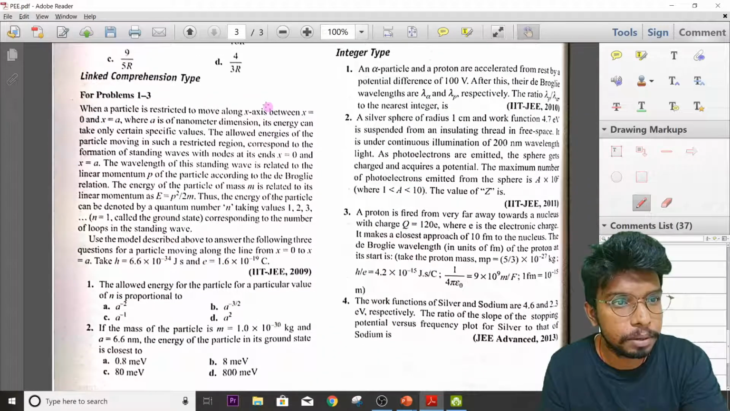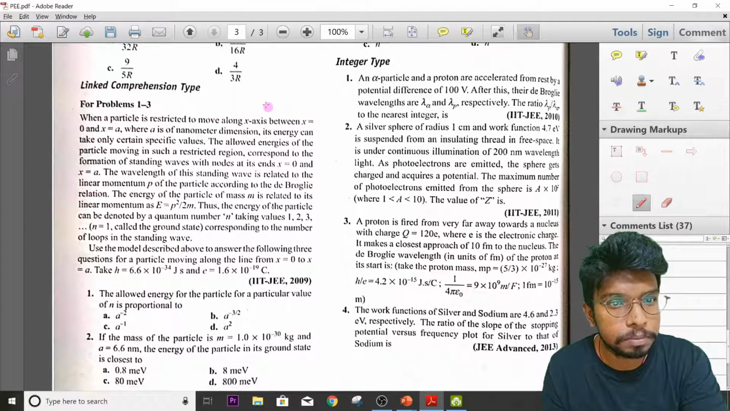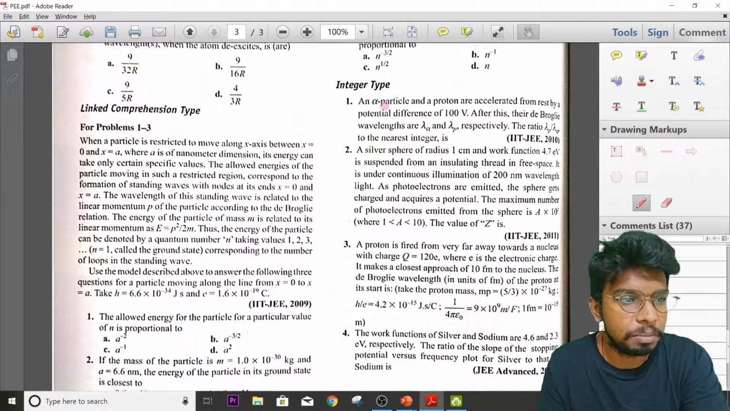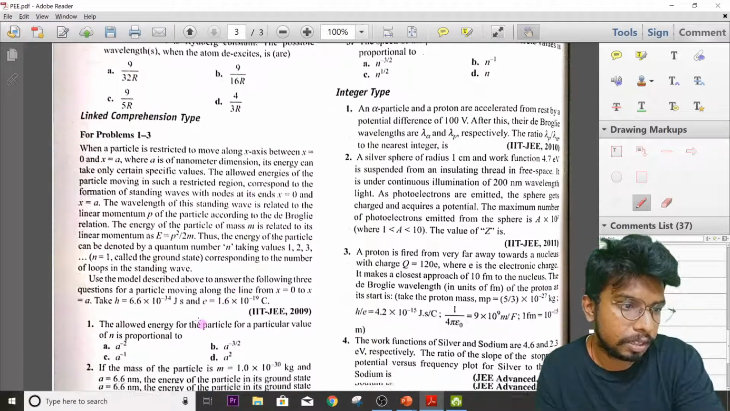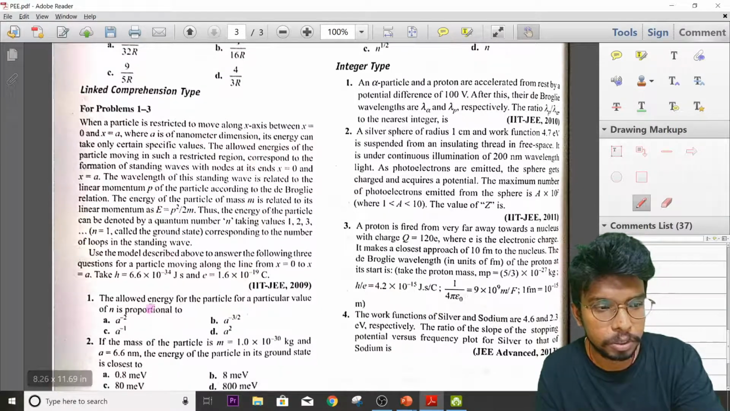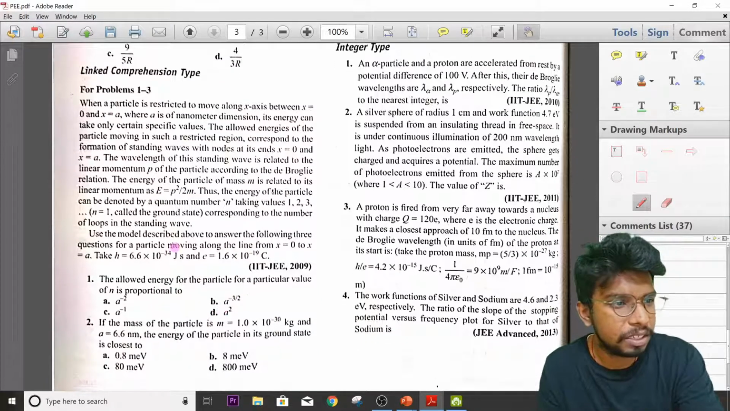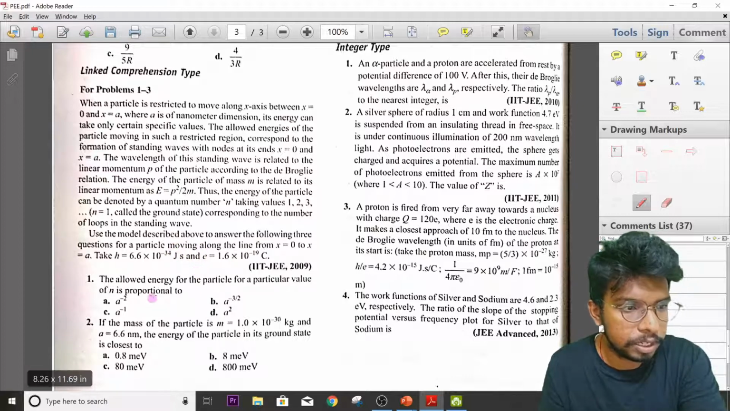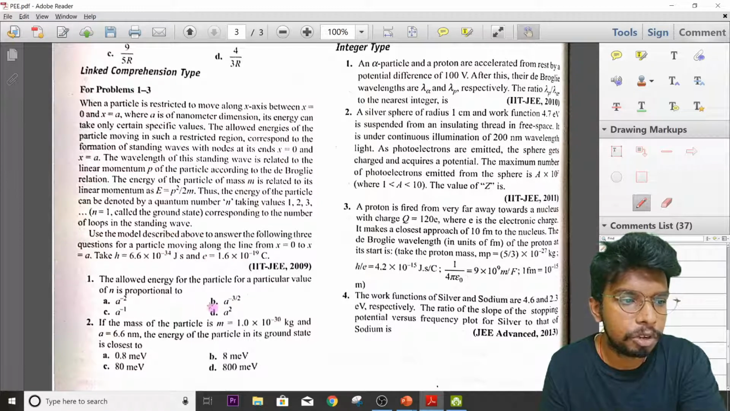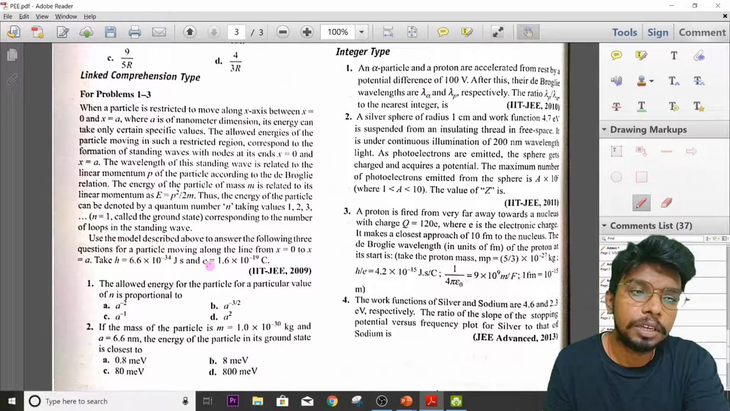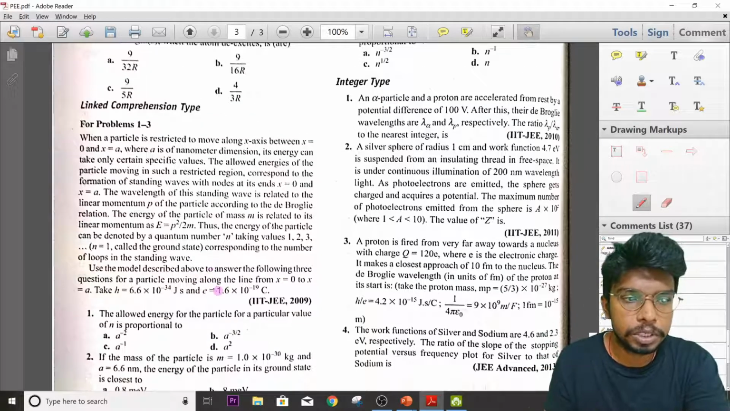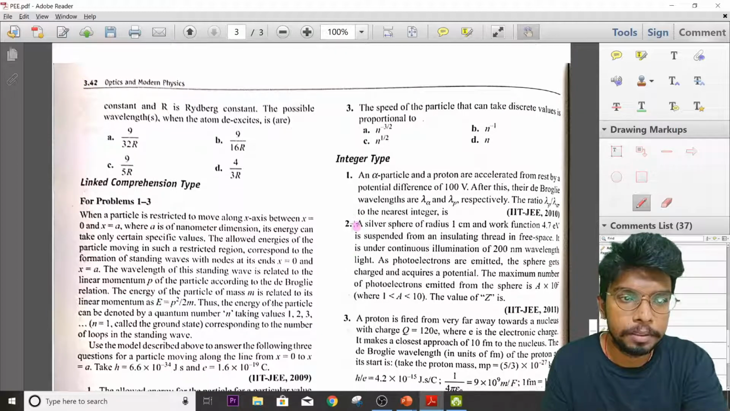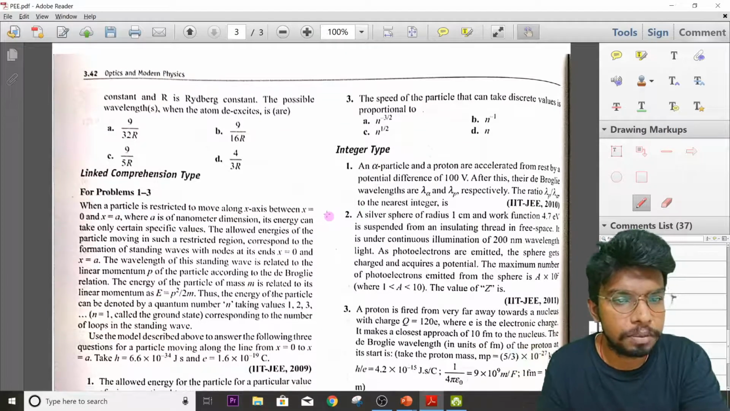These are some paragraph based questions. Let's take the first integer type. Paragraph based will be like you will again have to read it and correspondingly solve the situation. These are generally not very difficult. Try them. The allowed energy for the particle of a particular value of n is proportional to the energy proportionality. This is actually a question based on atomic structure, where the transition will happen and all.